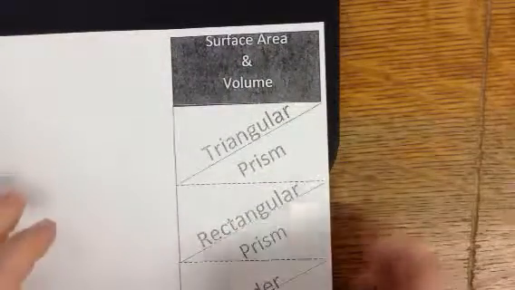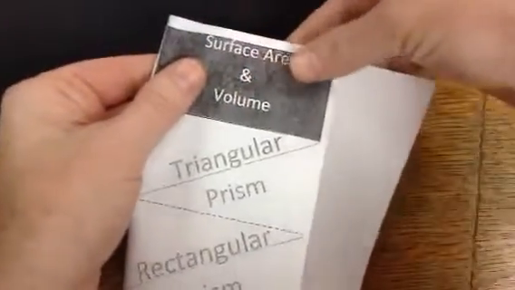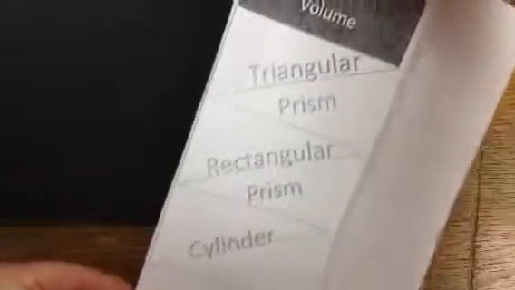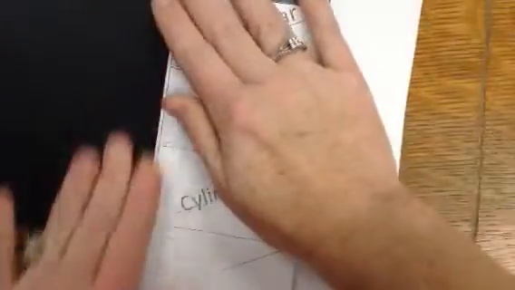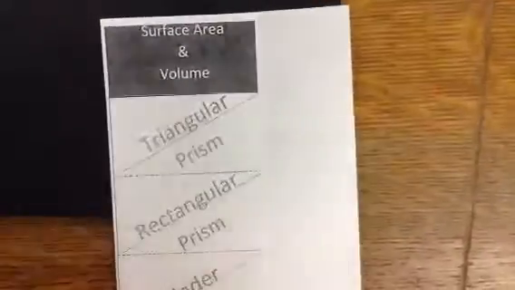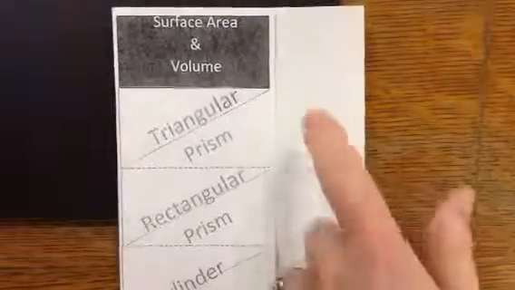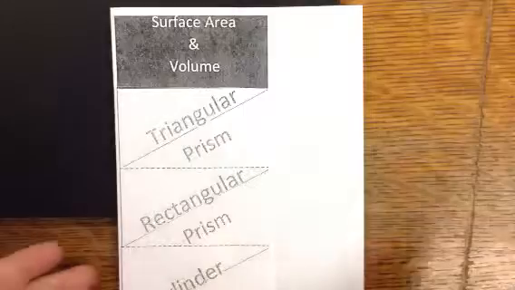Okay, for this one, you're going to fold to basically make it into a skinny book. So, whenever you fold it like this, then you need to cut off this edge that hangs out, and you'll cut across the bottom.